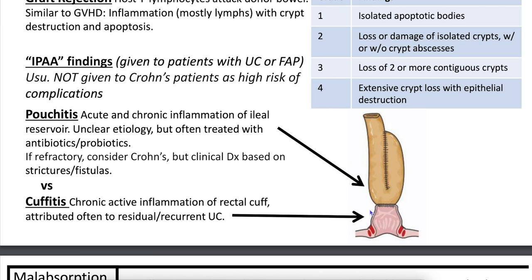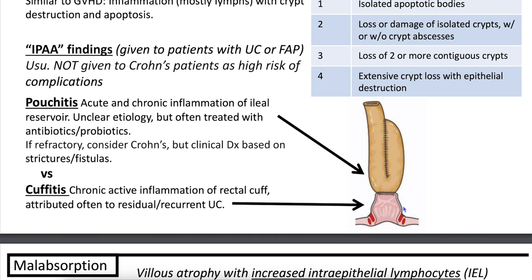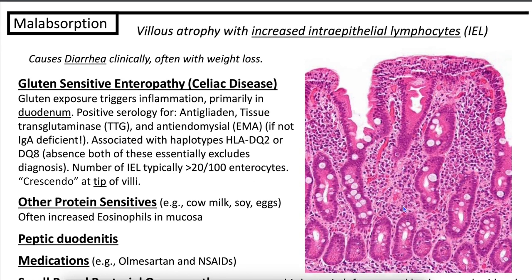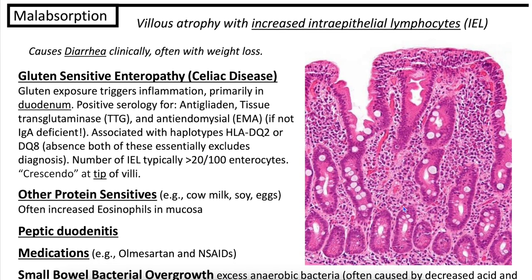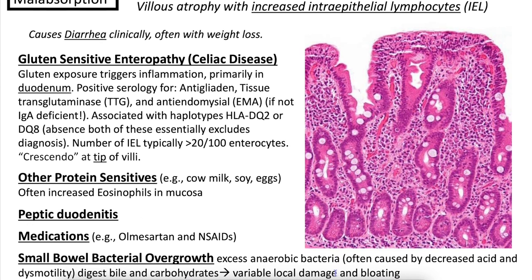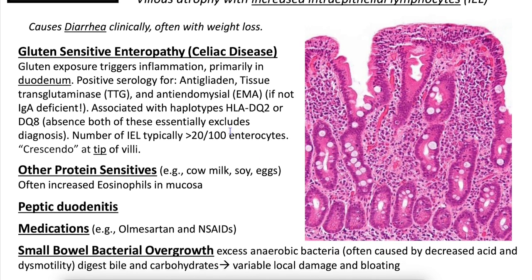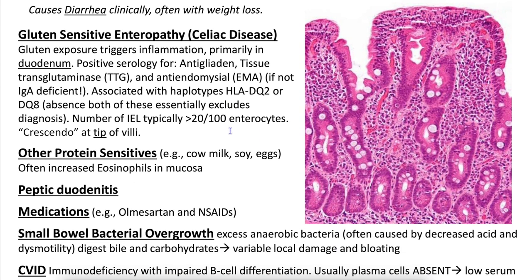And then cuffitis, which you can see here. This is chronic active inflammation of the rectal cuff, attributed often to residual or recurrent ulcerative colitis. Malabsorption is when you have villus atrophy with increased intraepithelial lymphocytes. Causes diarrhea clinically, often with weight loss, and you can see this in celiac disease or gluten-sensitive enteropathy. The gluten exposure triggers inflammation, primarily in the duodenum.